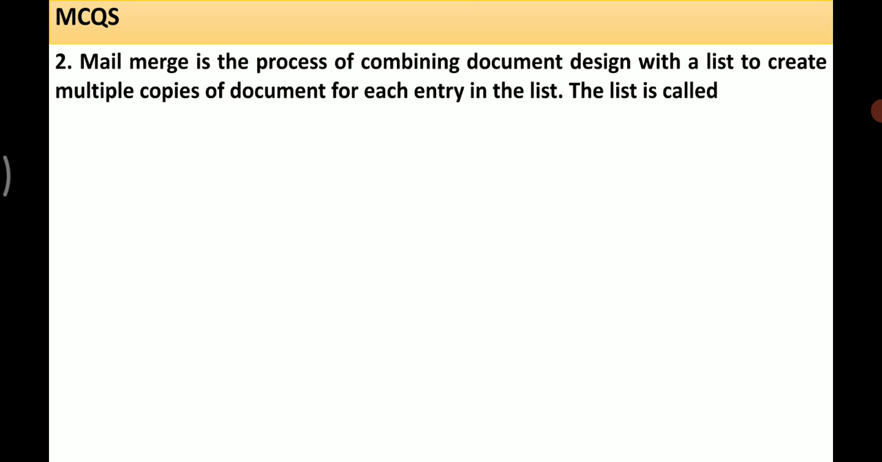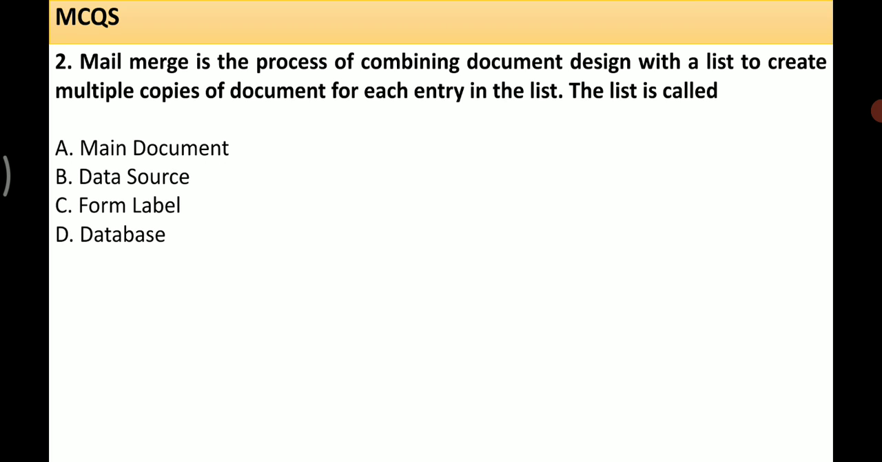Second question. Mail merge is the process of combining document design with a list to create multiple copies of a document, one for each entry in the list. The list is called: A, main document, B, data source, C, form label, D, database. And the answer is B, data source.